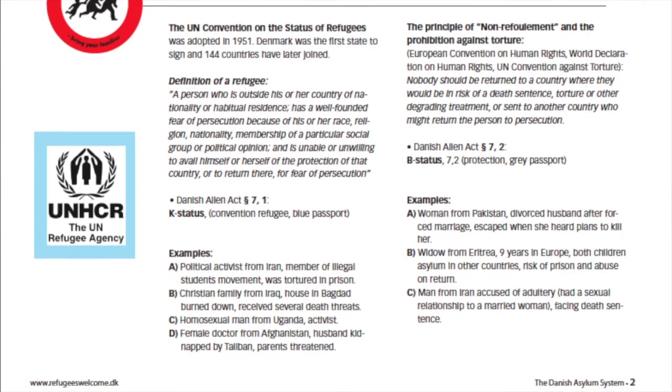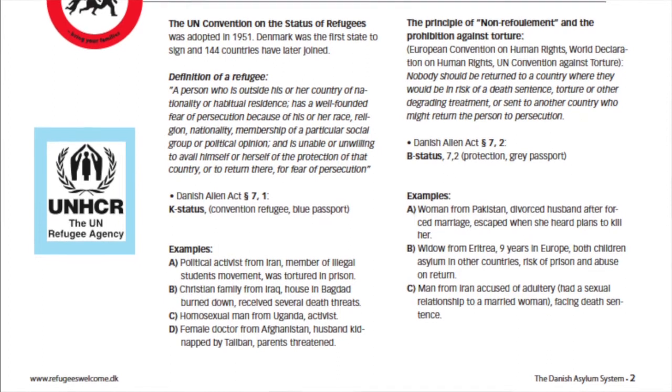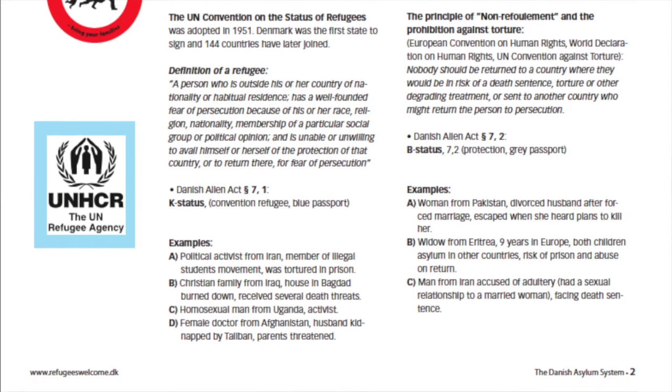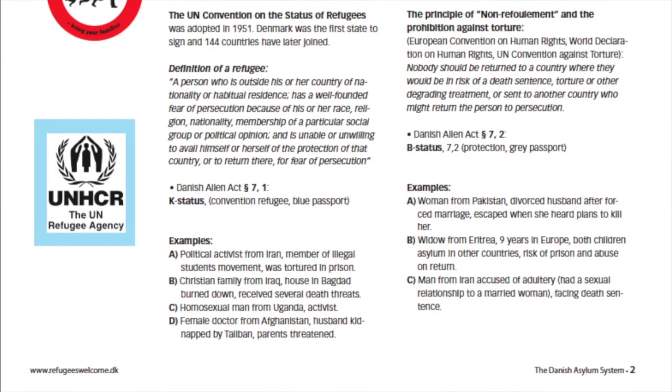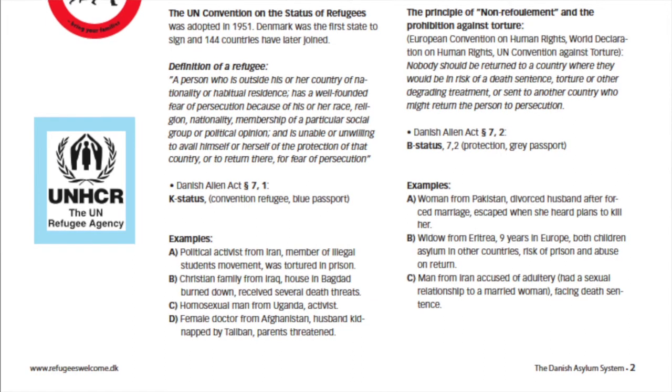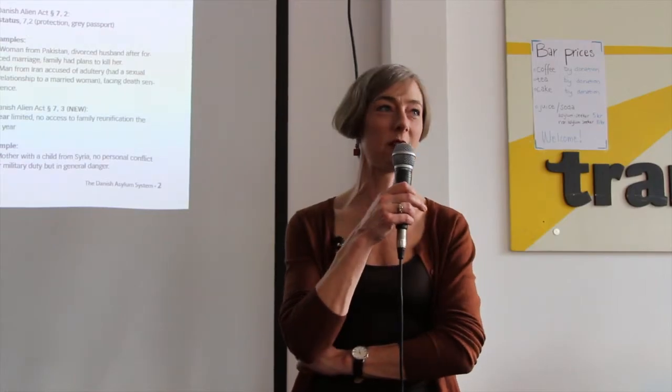So in the Danish Alien Act, it's Article 7.1, which covers the convention status. It's also called K status for convention in Denmark. And if you get that, you will get a blue passport, and you will get 5 years of temporary residence in the first place usually.